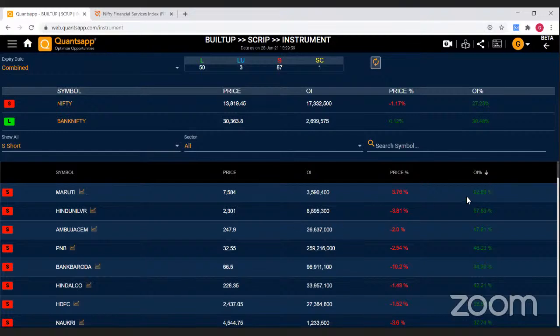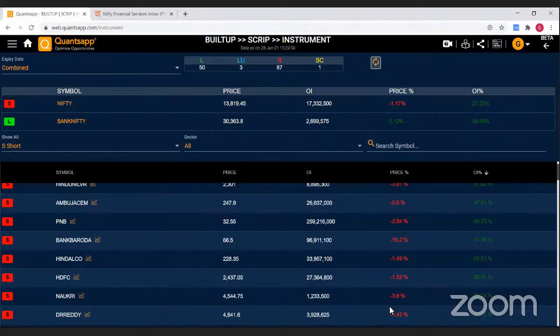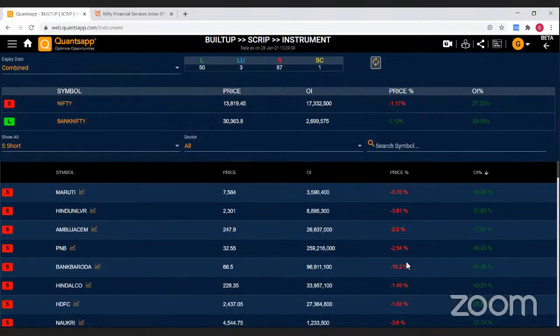In the same way, you can see which stocks have had a big OI increase. Maruti, you can see in the price decline the market participants are increasing their bets. HUL, Hindustan Unilever, Ambuja Cement, PNB, Bank of Baroda, Hindalco, HDFC, Naukri. Prices are declining, but market participants are still increasing their bets, which is a significant idea about their actions on that particular stock. I hope I'm being clear till here. Meanwhile, if you want to ask something, you can.